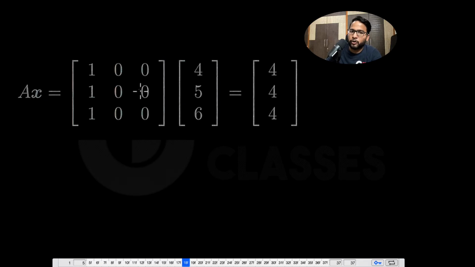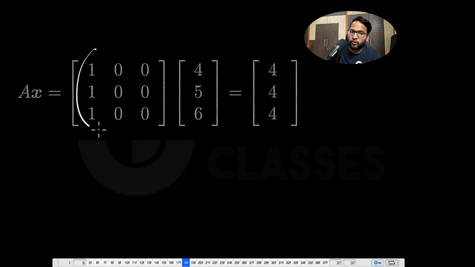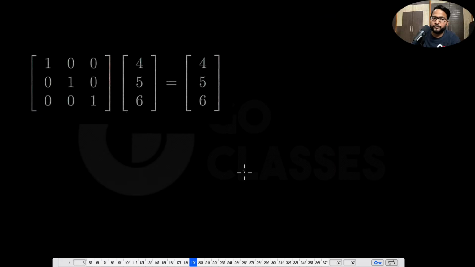Now let's just give one more example. It is saying 4 times the first column, 5 times the second column. Since it is 0, it doesn't matter. 6 times the third column, so that is also 0. So only the 4 times the first column will be the answer. Right? Very easy multiplication. Now let's just multiply this 4 times the first column, 5 times the second column, and 6 times the third column. So if you do this, then you will be getting 4, 5, 6 as an answer. Right? Okay, anyway, this is the identity matrix, so I will cover this later.